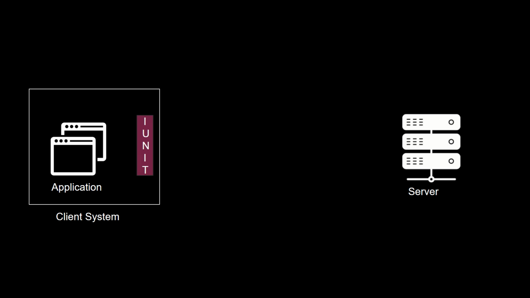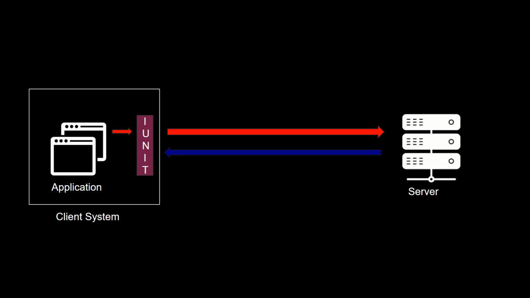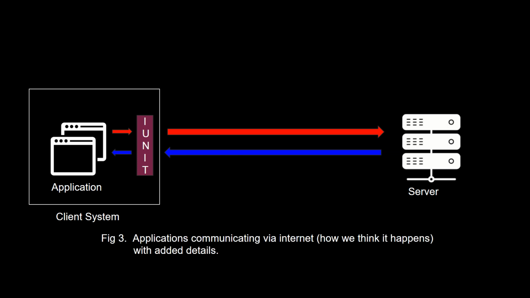So let's see how it goes now. The application makes a request for the server via the iUnit. iUnit acts as an intermediary, and this request reaches the server. Then the server sends the response back, and from the iUnit, the application gets it back, right? Okay, so far so good. I think the principal reason why iUnit is there, I'll repeat again, is to facilitate the handling of a large number of applications on the client system.